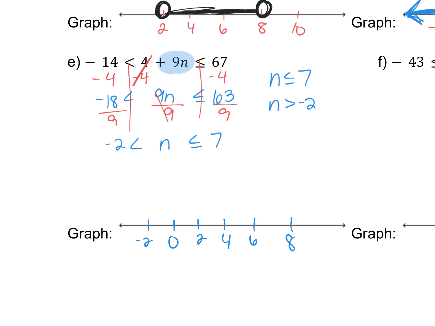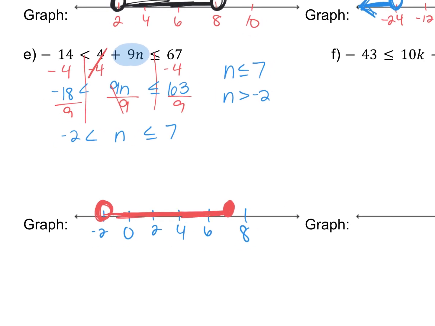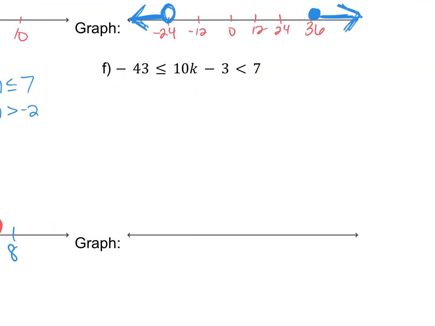All right, so we need a point at 7. So 7 is in between 6 and 8. It's going to be a closed dot. And then we need a point at negative 2, and that's going to be an open dot. All right, so n is less than or equal to 7, so it's going this way. And n is greater than negative 2, so it's going to look like that. So beautiful. Try F. Pause the video and try F by yourself.